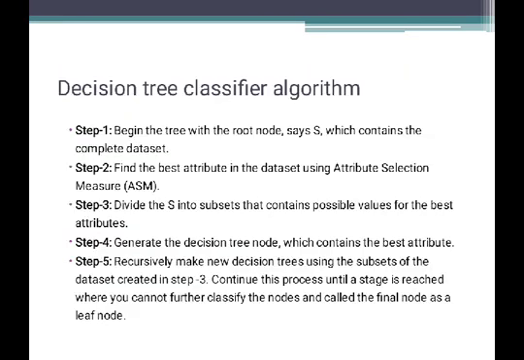This is an algorithm for decision tree classifier. Step 1. Begin the tree with the root node, say S, which contains the complete dataset. Step 2. Find the best attribute in the dataset using attribute selection measures. Step 3. Divide the S into subsets that contain possible values for the best attribute. Step 4. Generate the decision tree node which contains the best attribute. Step 5. Recursively make new decision trees using the subsets of the dataset created in step 3. Continue this process until a stage is reached where you can't further classify the nodes, and call the final node a leaf node.